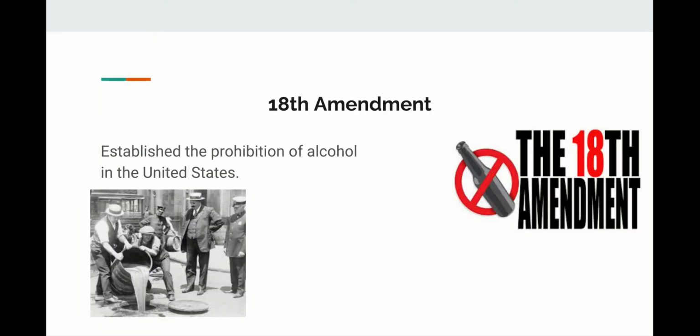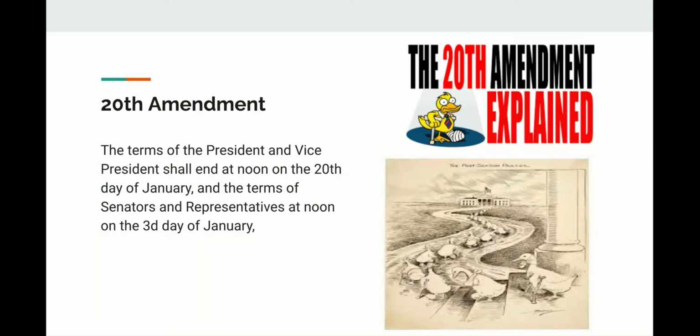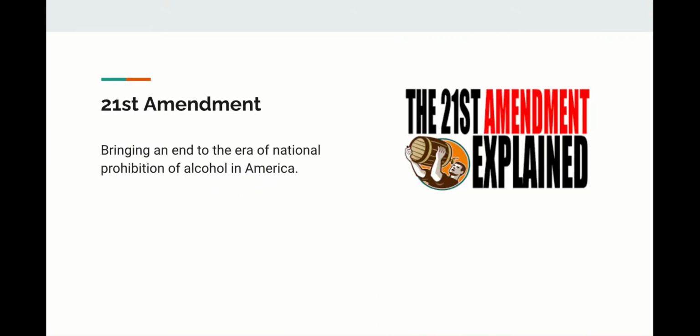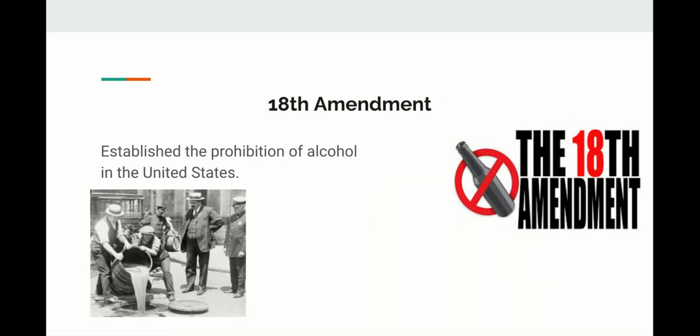The 18th Amendment. The 18th Amendment established the prohibition of alcohol in the United States. The 20th Amendment. The 20th Amendment sets forth that the terms of the president and the vice president shall end at noon on the 20th day of January, and the terms of the senators and representatives of the House at noon on the 3rd day of January. The 21st Amendment. The 21st Amendment brings an end to the national prohibition era in the United States of America. This reverses the 18th Amendment, which was the beginning of prohibition in the United States.